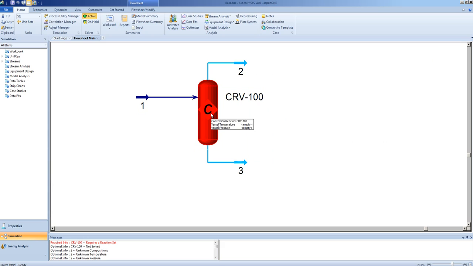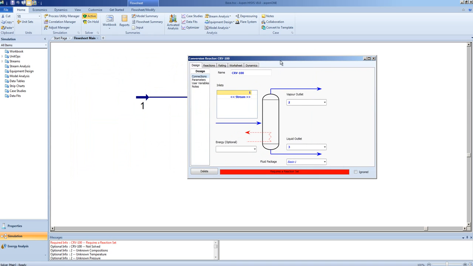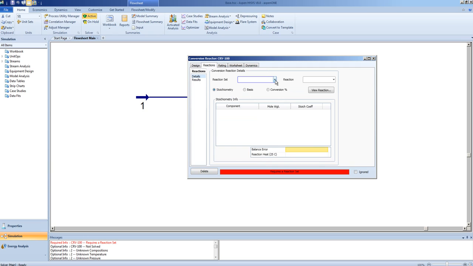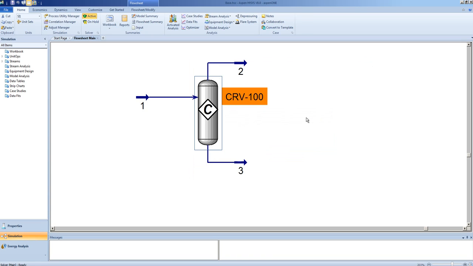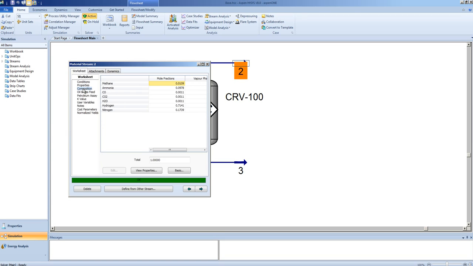Right. Unlike the Gibbs reactor, the conversion reactor needs you to specify what reactions are taking place. So note, you specify reaction set 1 that we created, and the default, there is only one reaction present, so the entire reaction set is solved. Note, it predicts the outlet temperature based on the fact that the reaction is exothermic.